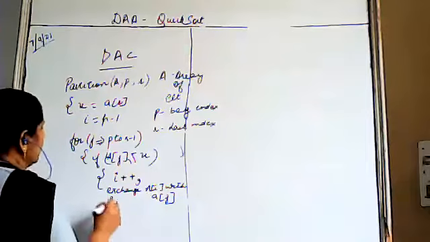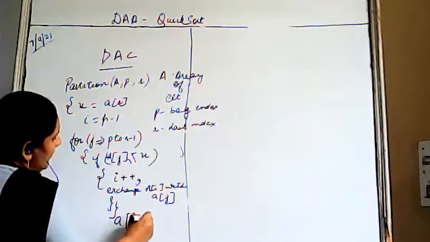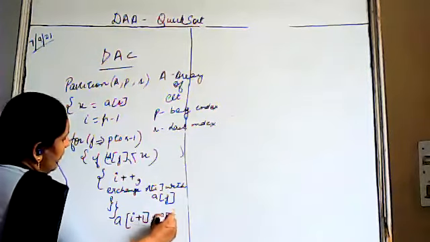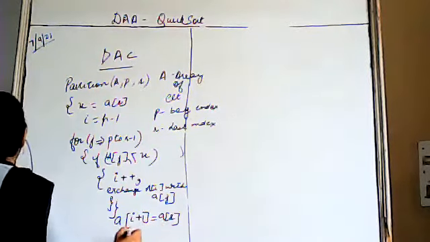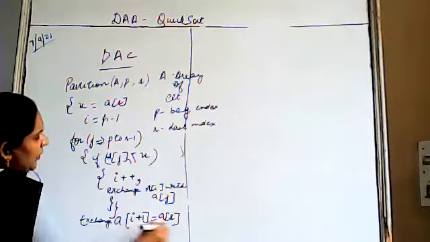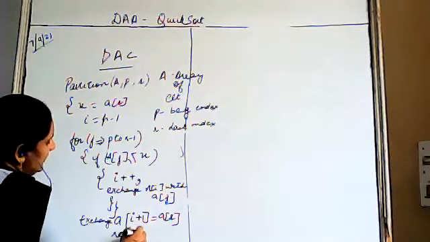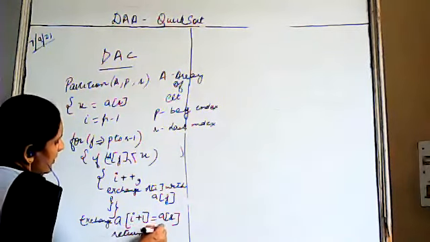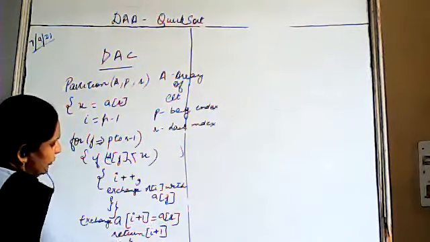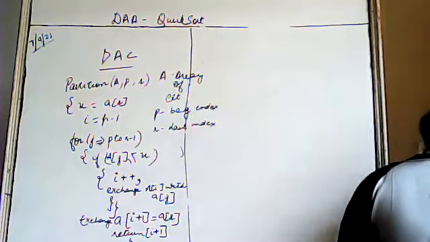Then after closing this loop, you are going to exchange A of I plus 1 with A of R. Then return I plus 1. This is the position where the pivot element would be stored. Now let's do the example of this.